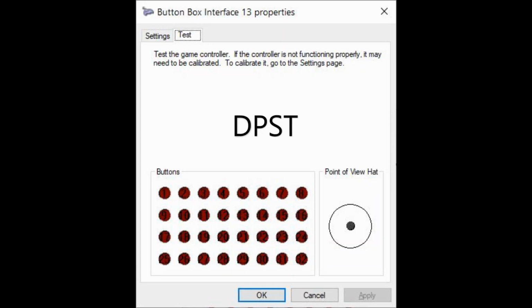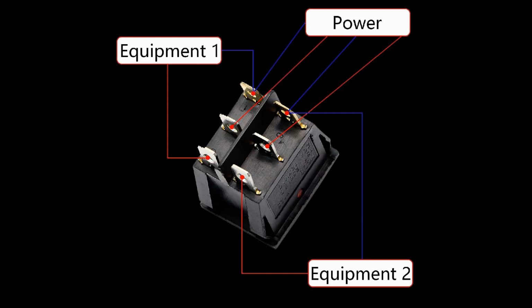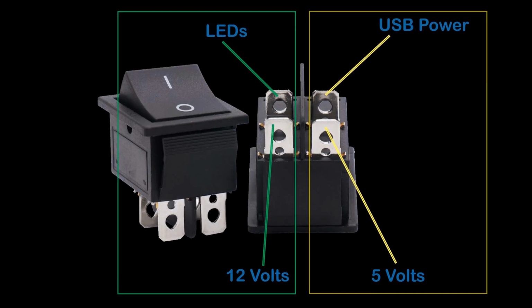Let's quickly look at their actions in the game controller settings. This is what happens when I switch a double pole single throw switch on, then off, then on. For the double pole double throw switch, this is what happens when I toggle up, down, then up again. With these types of switches, you can enable inputs or different power sources, and they are completely separated from each other. Let's go over a few examples.